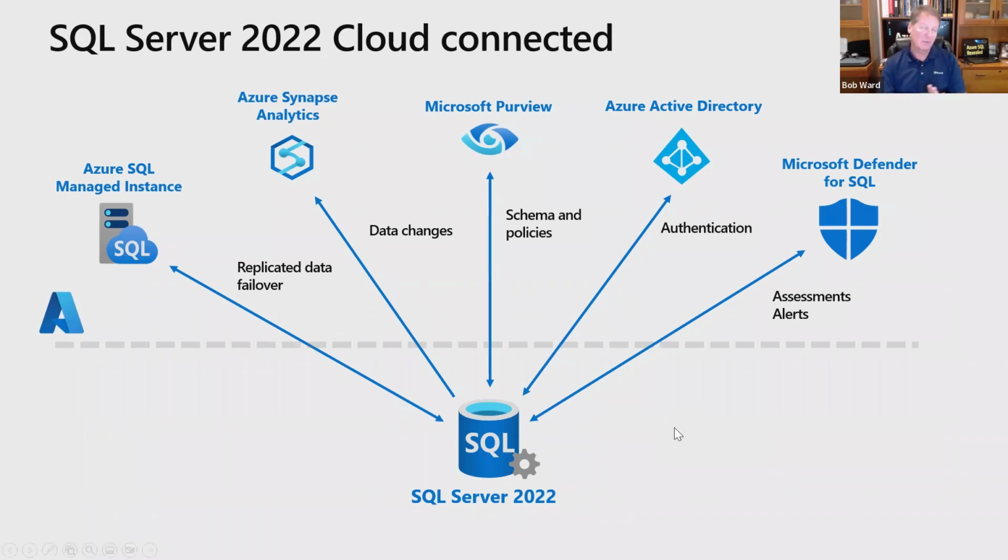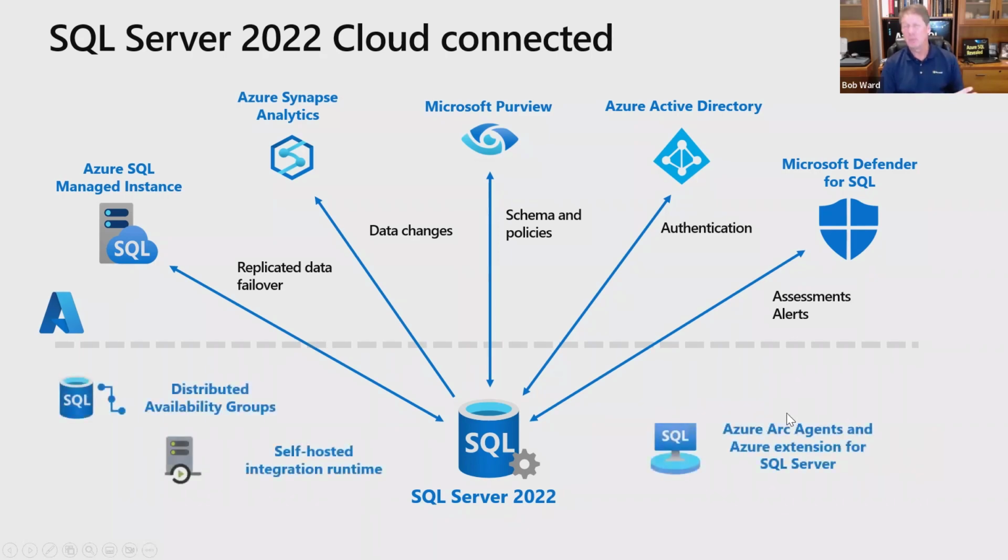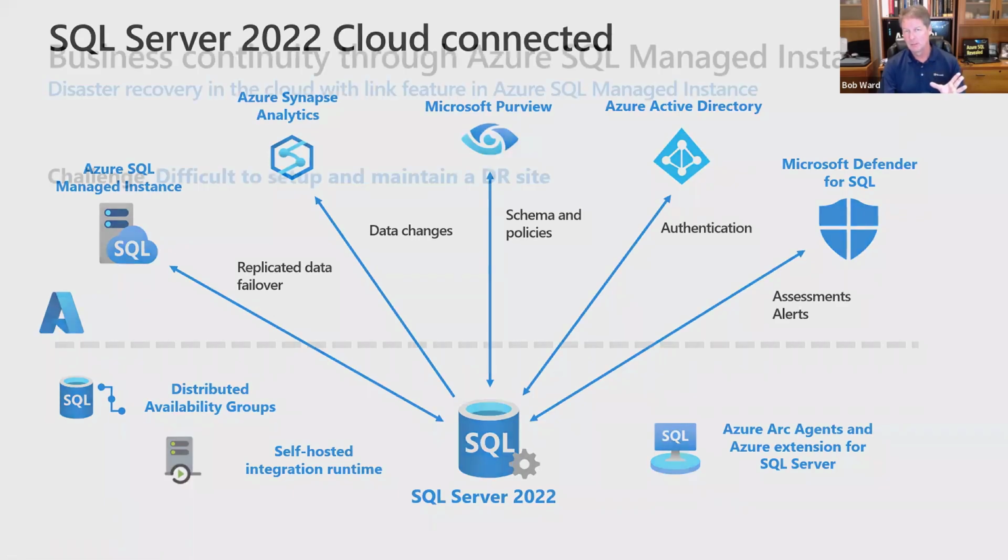Now, all of these things right here, the core engine's been enhanced to recognize all of it, but we need some helpers. We need Azure Arc agents to help us with AAD and Purview and Defender. We need a self-hosted runtime to help us communicate with Synapse. And we're going to use the power of built-in distributed availability groups to connect to a managed instance. Let's dive into a couple of those. And I'm going to show you a demonstration here live at DPS I've never demoed before for SQL 2022.